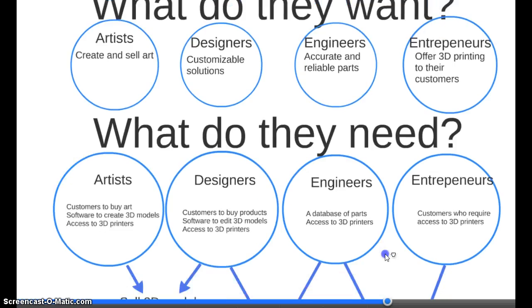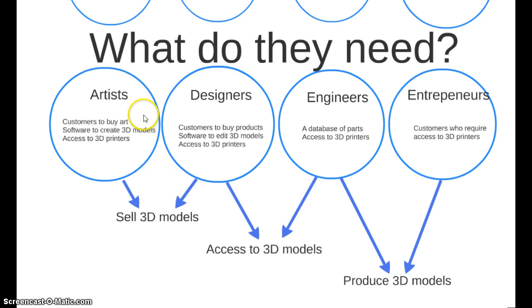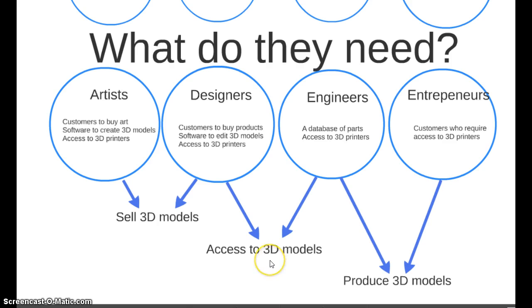So a bit more general, we get this. Artists need to sell 3D models, designers need to sell 3D models and access 3D models. An engineer would need to access 3D models and produce them. An entrepreneur would just need to produce them. Again, these are not mutually exclusive. So an artist who creates and prints their own product is like an artist and entrepreneur.